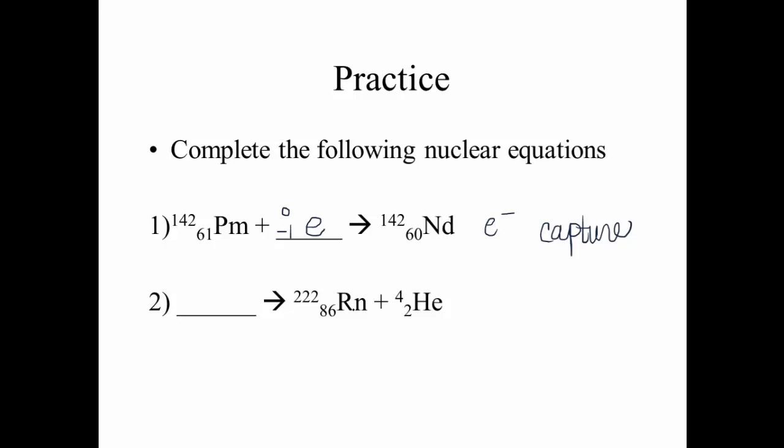And then one more. We know that this is alpha decay. We're just trying to figure out the parent element. So again, the top numbers just add up. 4 plus 222 gives me 226. Same with the bottom numbers. 86 plus 2 gives me 88. And so element 88 on the periodic table is Ra. So radium is turning into radon, and this was alpha decay.